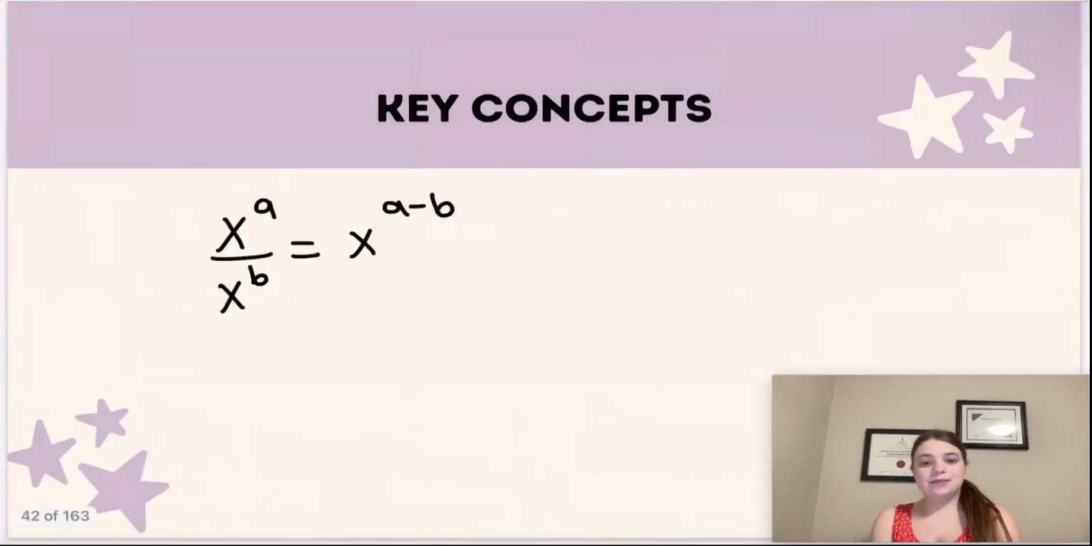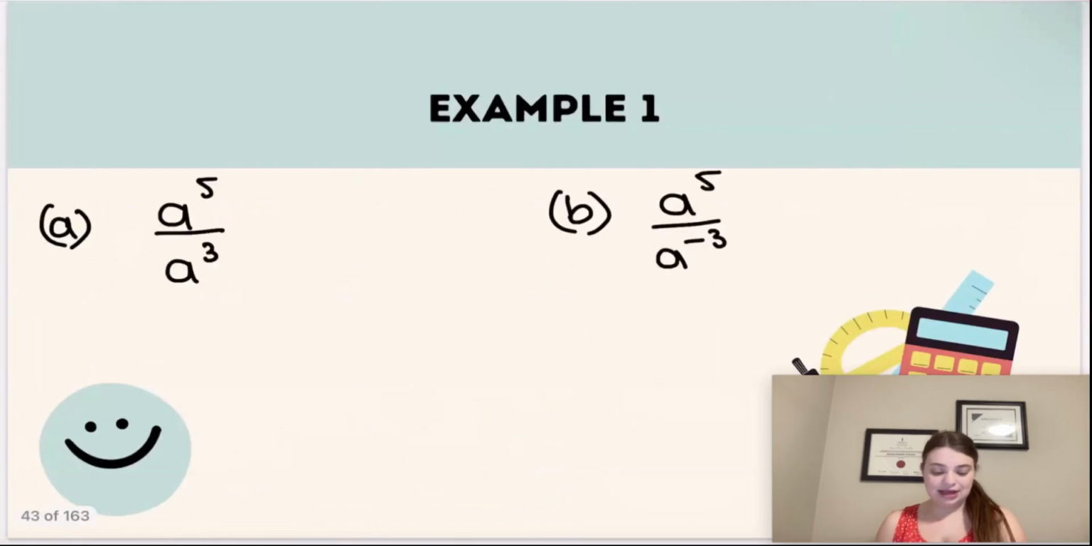So let's say, for example, that we have a quotient of two different powers that have the same base. What we can do is subtract the powers in this situation. So x to the power a over x to the power b is equal to x to the power of a minus b. So I'm going to give an example. Actually, I'll be giving four examples throughout this.